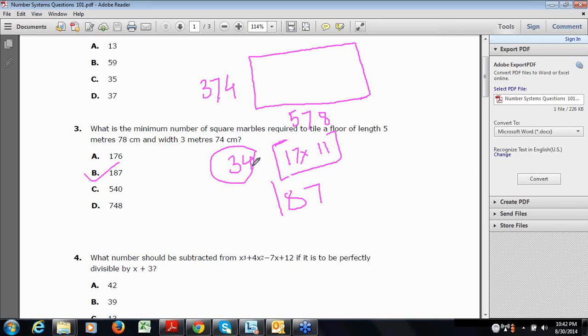See, if you are using a marble of 34 cross 34, then on one side you have to place 17 square marbles, and on the other side you have to place 11 square marbles of 34 cross 34. So it will be 17 into 11. Divya, you are clear now?